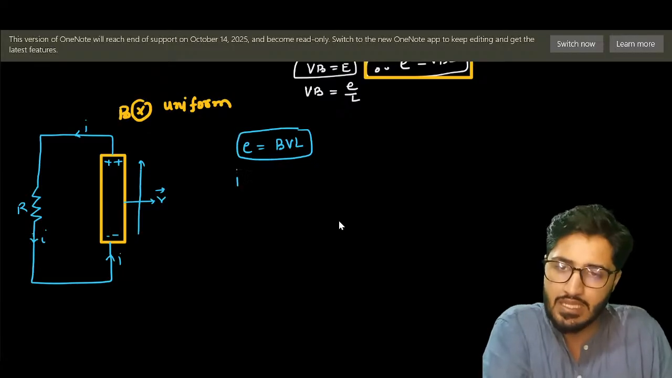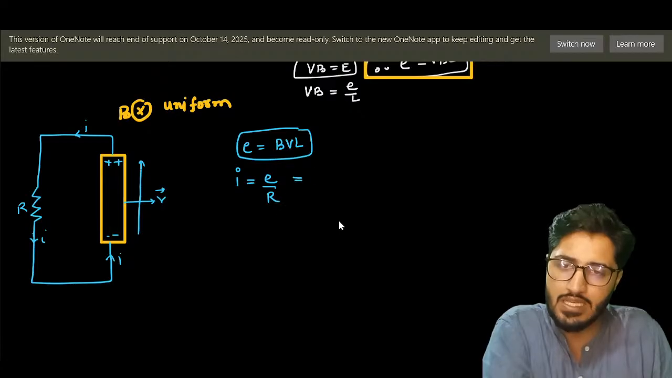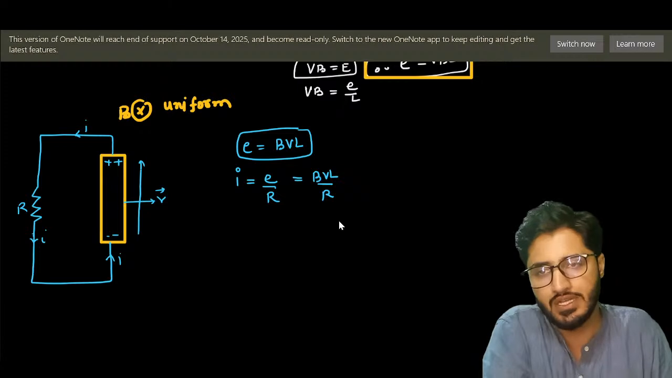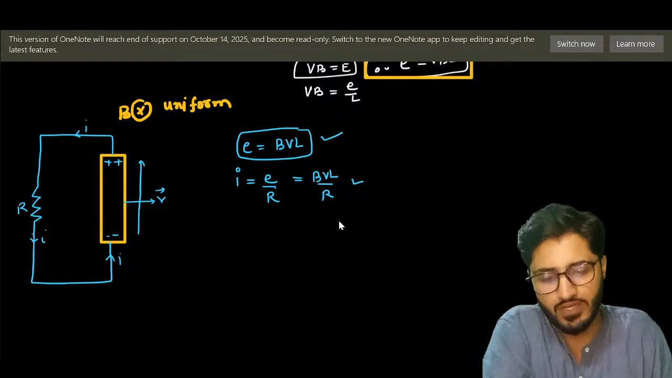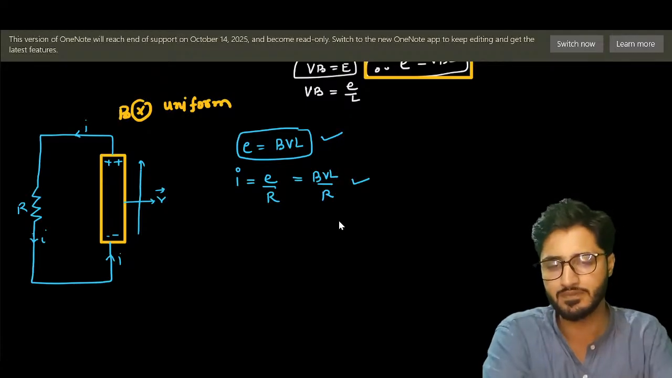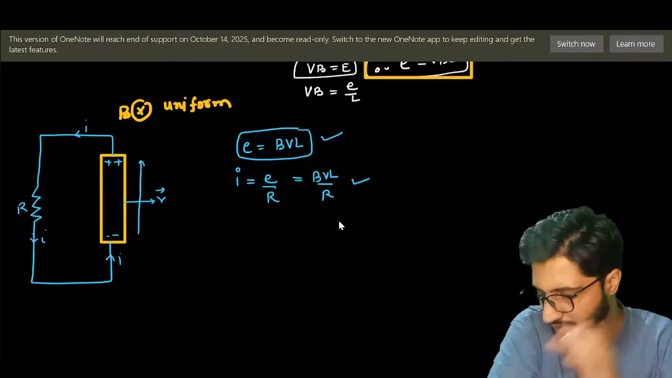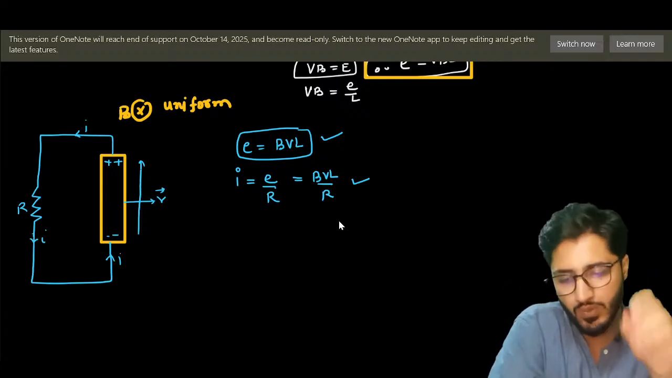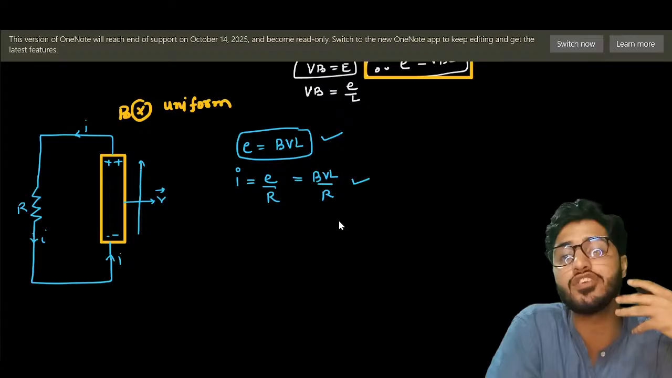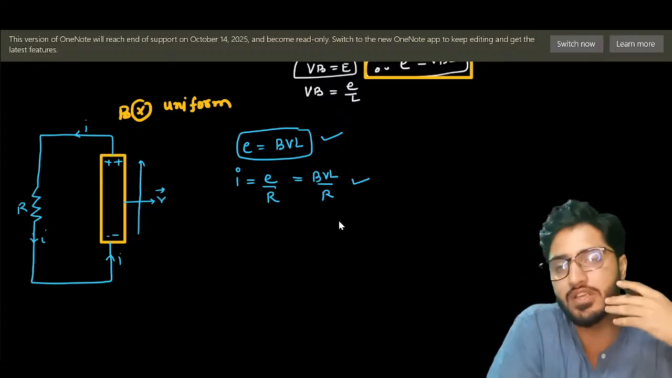What is the current I? Current equals E by R, so I equals BVL by R. This is the induced EMF and this is the induced current. Do you have any confusion about this particular topic? This is a very important problem, and I am making these things very easy for you.